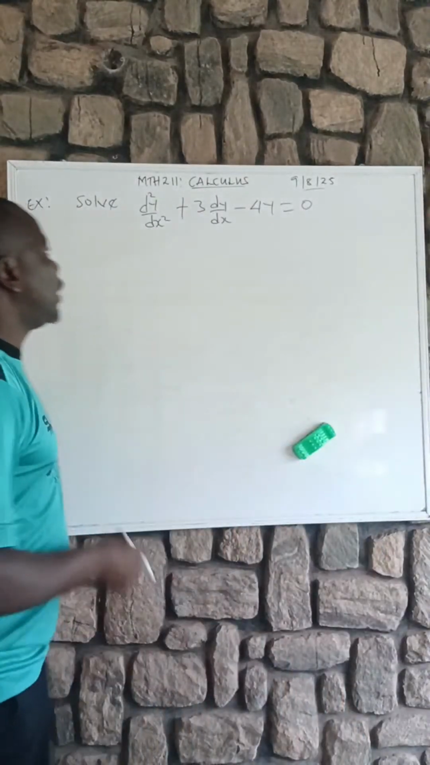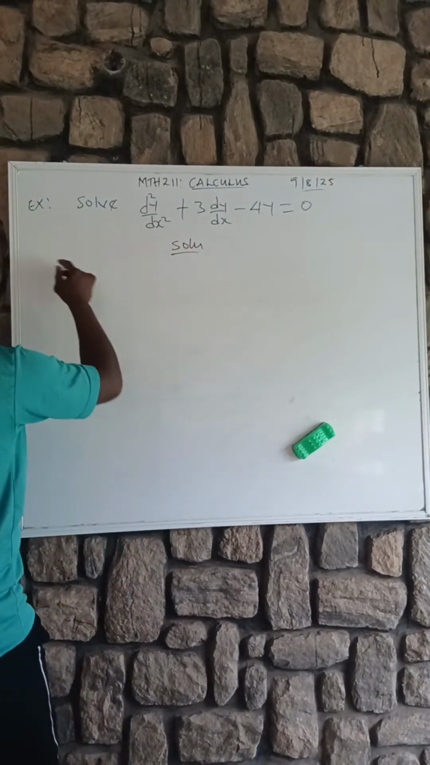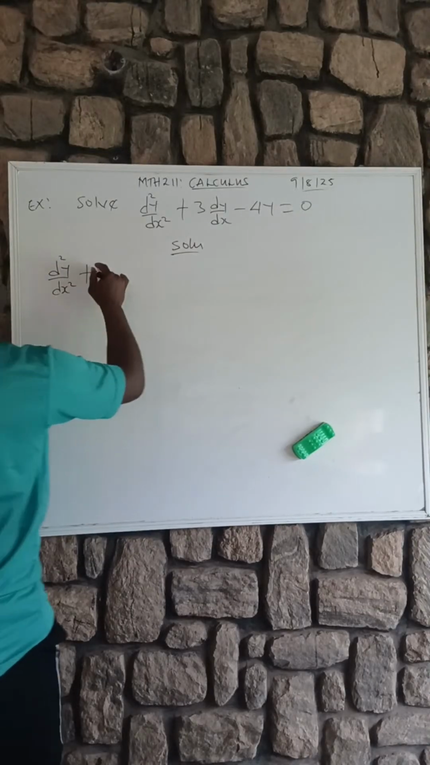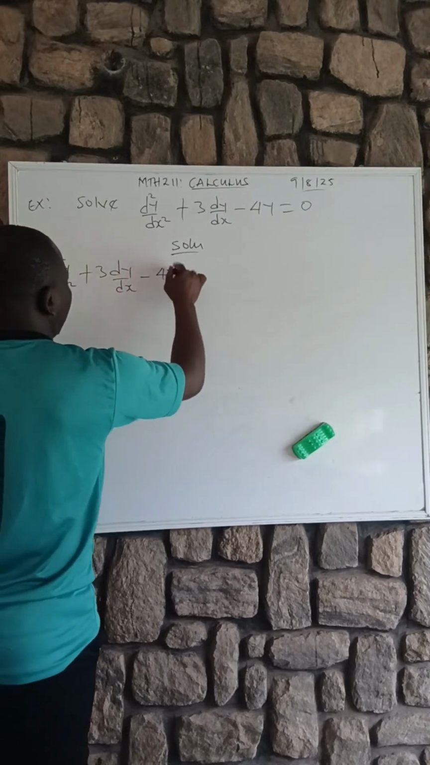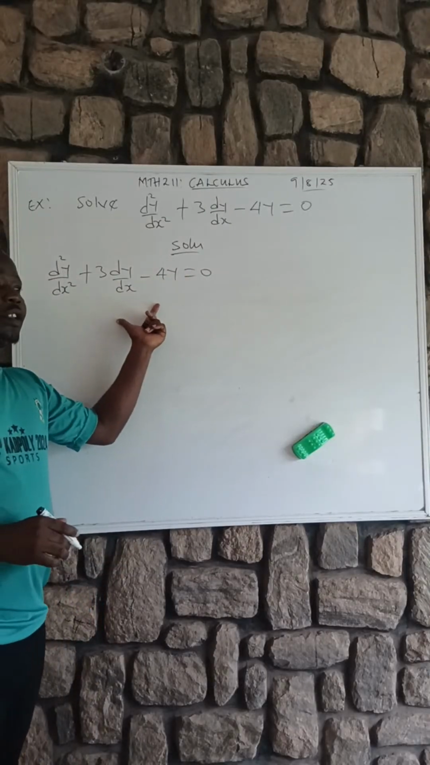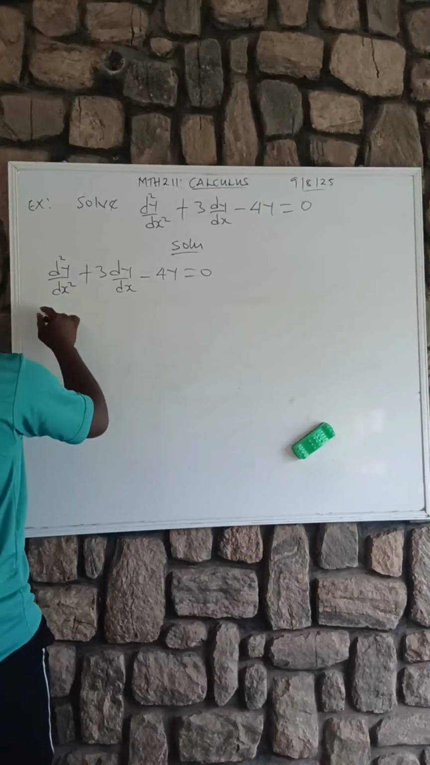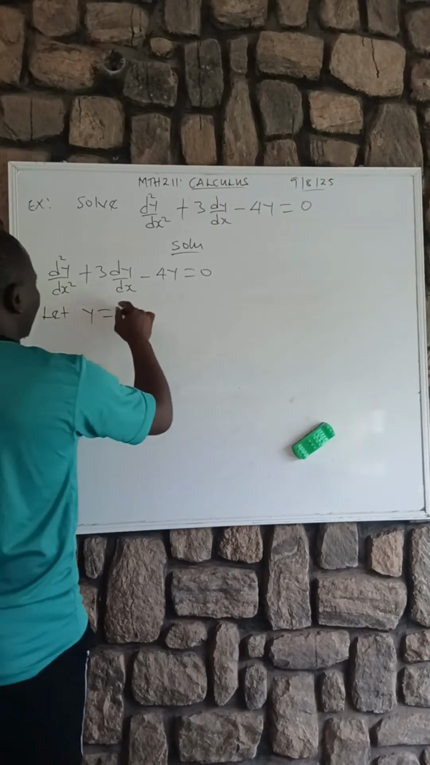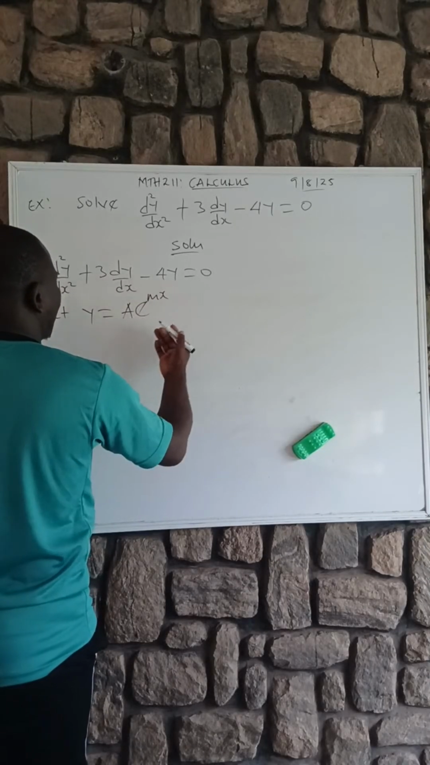Okay, so let's look at it together. We write solution, right? d²y/dx² plus 3 dy/dx minus 4y equals 0. So how can we solve this differential equation? The solution to this differential equation is we must say let y be equal to a e^(mx) or anyone.